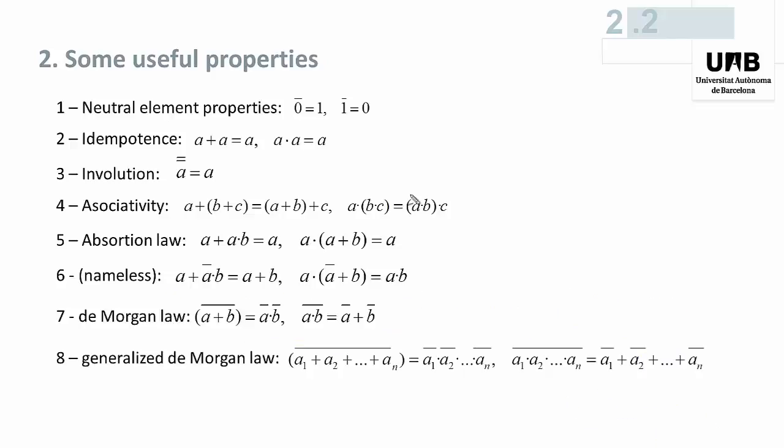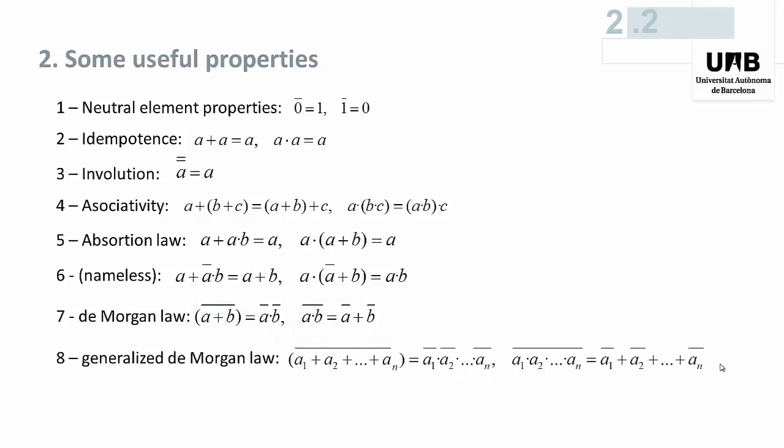Finally, the Morgan laws say that the inverse or the complement of a sum is equal to the product of the inverses, and symmetrically that the inverse of a product is the sum of the inverses. And this law can be generalized to any number of sum terms and product factors.